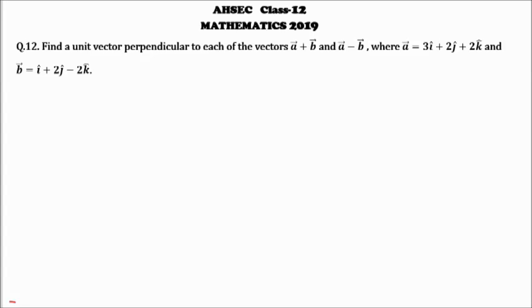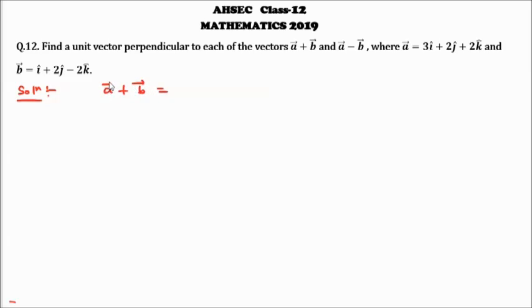Let us see question number 12 from 2019. It says, find a unit vector perpendicular to each of the vectors a vector plus b vector and a vector minus b vector. And the values of a vector and b vector are given. So first of all, in the solution, let us find what is our a vector plus b vector and a vector minus b vector.